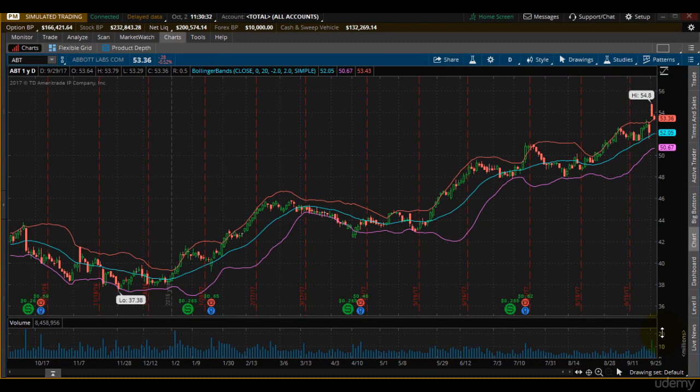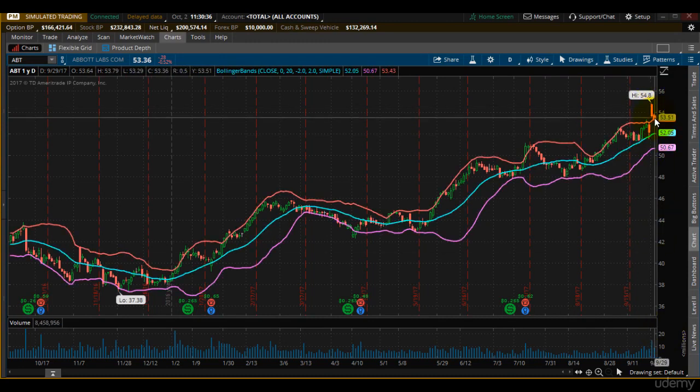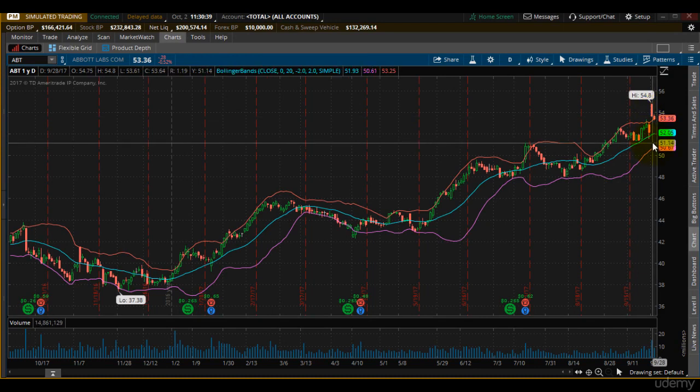Hi guys, this is the live trade of a long Strangle, and as you can see the price is outside the Bollinger Band, so we will be trading it.